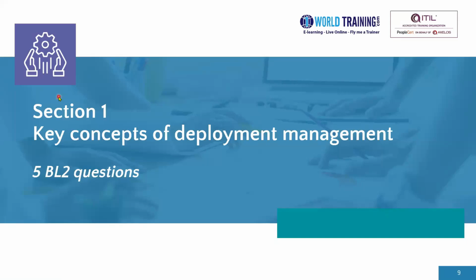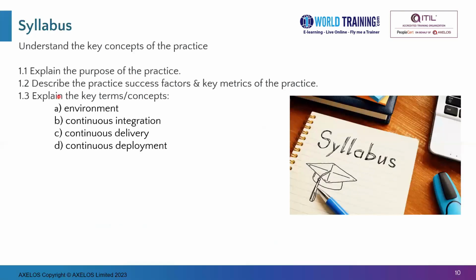We are now in section 1, the key concepts of the deployment management practice. As you know, the exam has 20 questions, and from this section, there will be 5 questions. All the questions will be at Bloom's level 2, which is the understanding level. The exam syllabus here includes the purpose of the practice, success factors, the key metrics, and also certain terms and concepts such as the environment, continuous integration, continuous delivery, and continuous deployment.